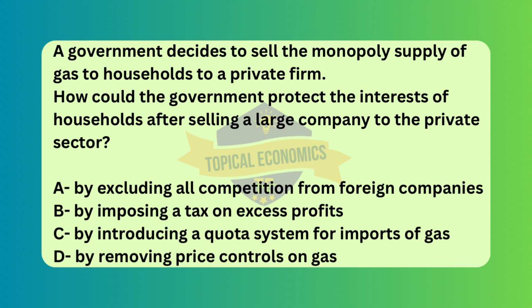Option A, excluding foreign competition may limit market access and potentially lead to higher prices for consumers, as it removes the incentive for the private firm to compete. Next, option C. Introducing a quota system for imports of gas would likely restrict supply and could result in higher prices for households, not protect their interests. Lastly, option D, removing price controls on gas would likely allow the private firm to set prices higher, which might harm consumers, particularly if the firm is a monopolist with no competition.